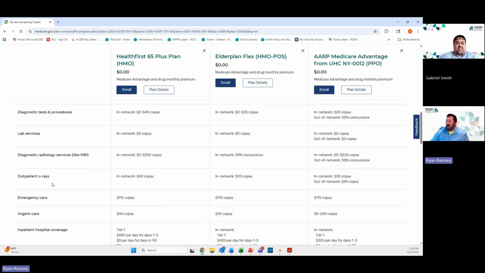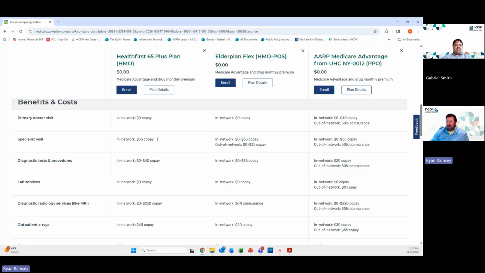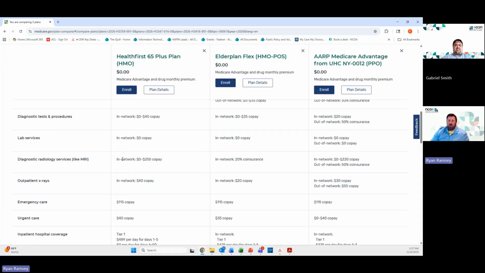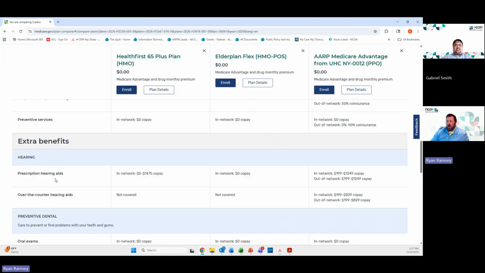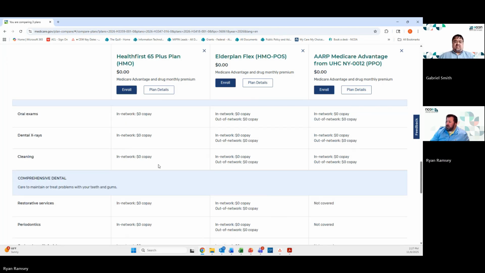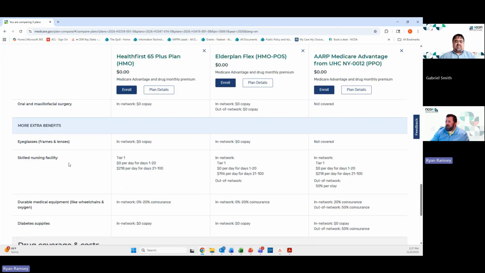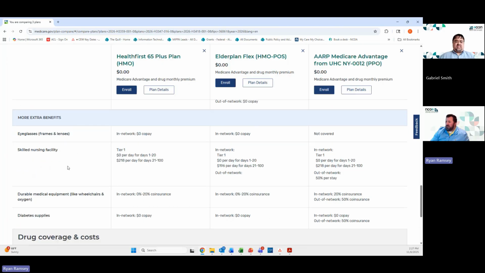So I do want to just point out that these are for specific health needs. Right here, it's going to give you, does this offer in-network or out-of-network coverage? And then what's the copay or co-insurance based off of that service and whether I'm in-network or out-of-network. It also includes information about our extra benefits. It'll give us in-network costs, if it's covered, if it's not covered, in-network, out-of-network. That was for hearing, this for dental, comprehensive dental, more extra benefits that exist.